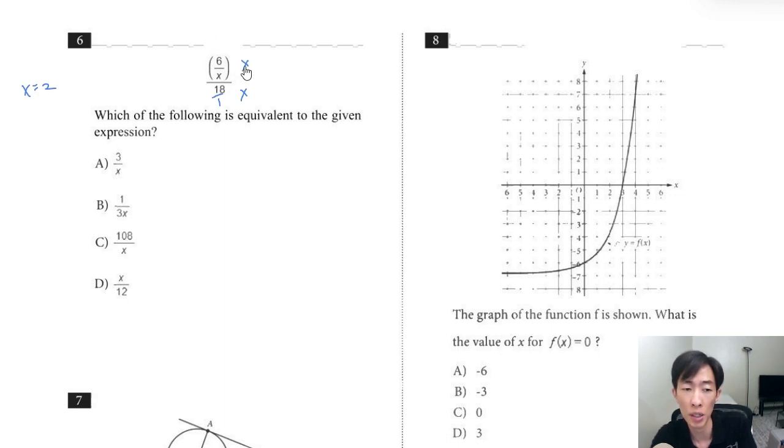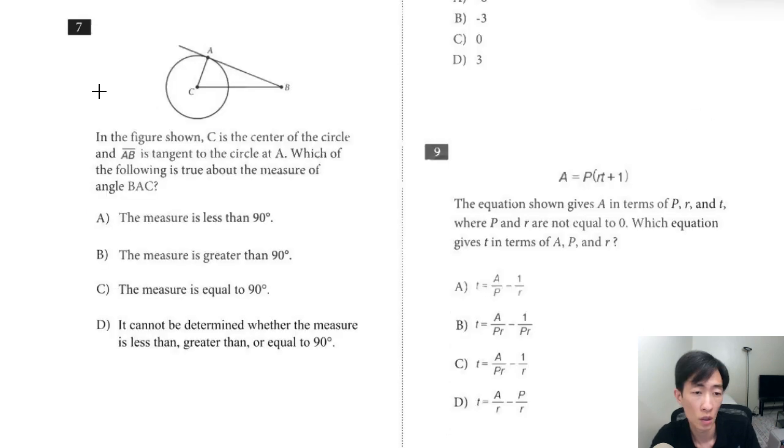When you multiply the top by x, the x's divide out, you get 6. When you multiply the bottom by x, you get 18 times x, which is 18x. And then if you divide this out, 6 into 18 is 3, so it becomes 1 over 3x, and that's choice B.